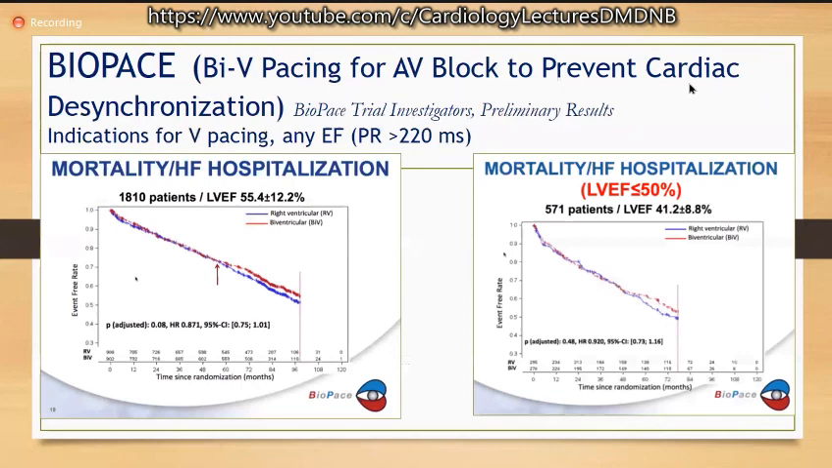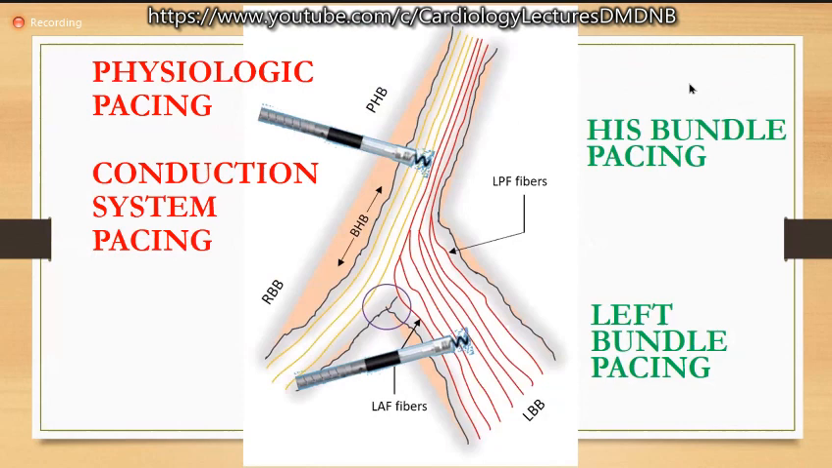This is another trial, BioPace, where they looked at all patients with a PR interval of more than 220 milliseconds. They gave bi-V pacing, and unfortunately, bi-V pacing was not superior to right ventricular pacing, both in patients with normal ejection fraction and in patients with EF less than 50%. Both mortality and heart failure were not reduced with bi-V pacing. So clearly, bi-V pacing was not the answer to pacing-induced cardiomyopathy, and that is why we needed something really out of the box, and that is why physiologic pacing came into practice.